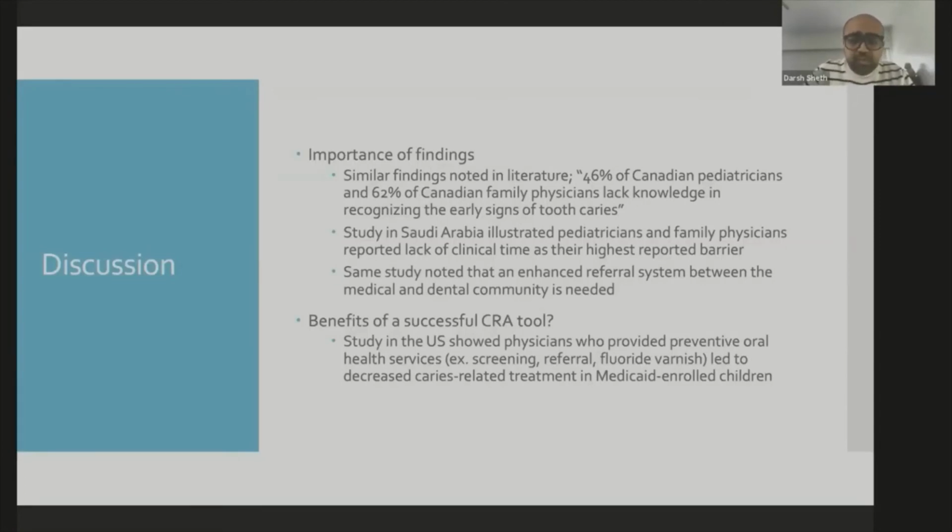So in the end, what would a benefit of a successful CRA tool look like? Well, I was able to look at a study in the US that showed physicians who provided preventative oral health services, such as screening, referrals, or fluoride varnish, ended up having decreased caries-related treatment in Medicaid-enrolled children. So there is clearly a benefit for primary care providers to provide oral health services, leading to decreased incidence of carious lesions.